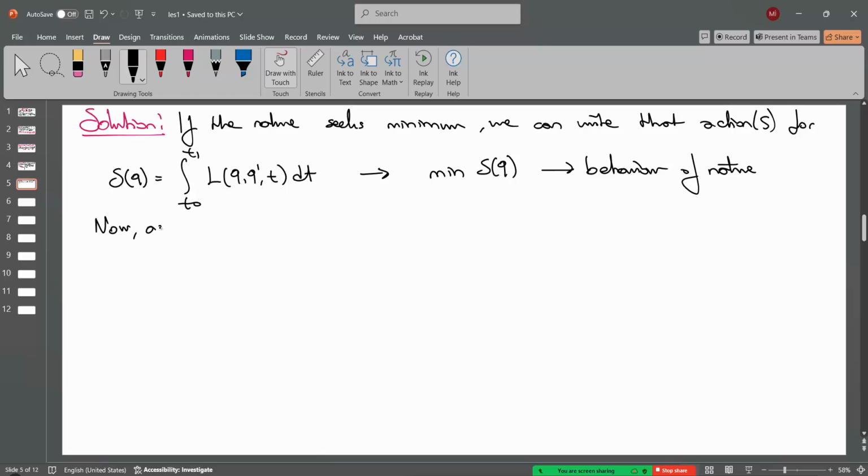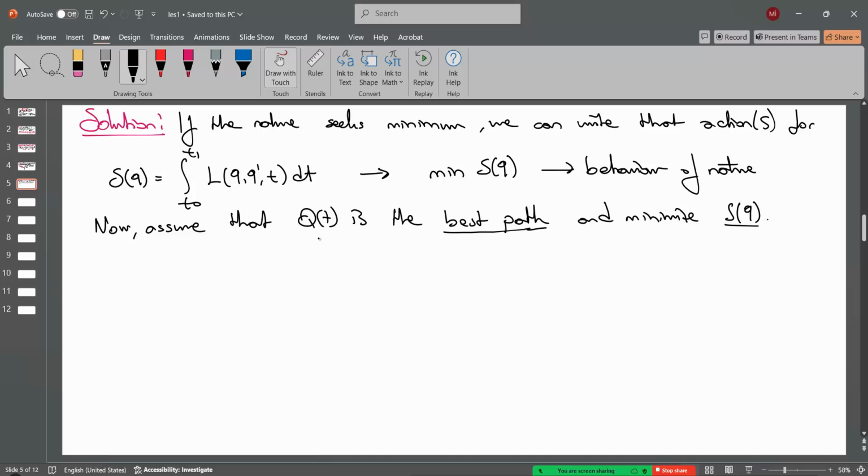Now assume that we propose the big Q(t), and it is the best pathway, and it minimizes the S[Q]. This is the energy formulation, and so this is the best path for the Q(t), guys. And this is the mathematical proof of this.